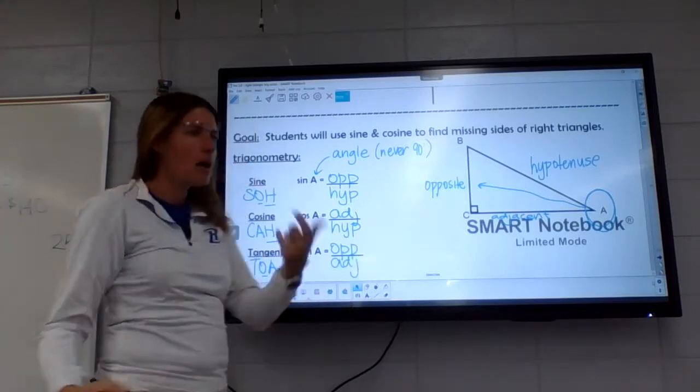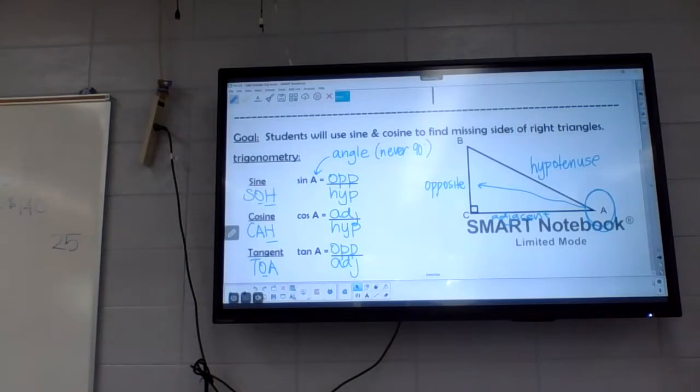So I saw Dawson write it on the top of his page, SOHCAHTOA. Every single time we're dealing with right triangles, writing SOHCAHTOA down, it's just smart. It's using an acronym that's going to help us.